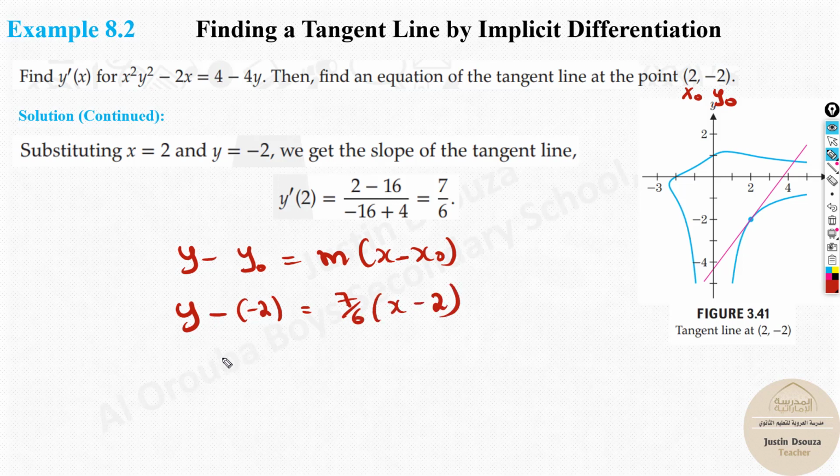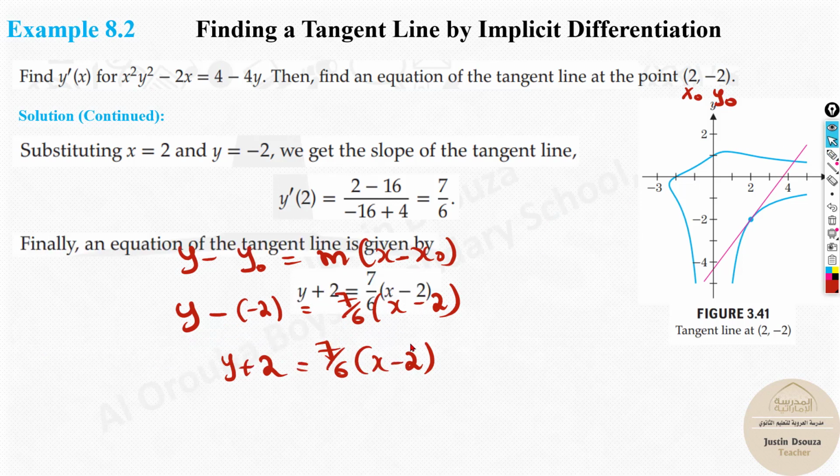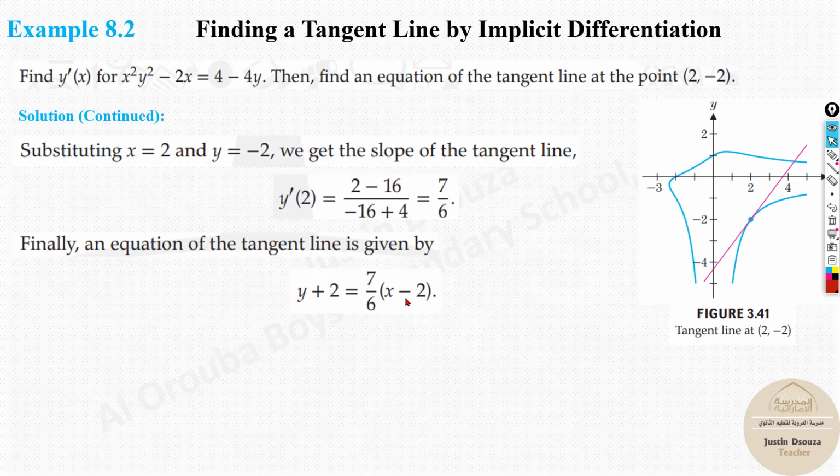Here you can simplify this, it will be y plus 2 equals, you can multiply this inside, but generally see your options and then do accordingly. If it's writing, this first step is more than enough, that would be the correct answer itself. But over here, it's just that minus and minus will be plus. So we have written y plus 2 equals 7 by 6 times x minus 2. So this is your answer. I hope this is clear.